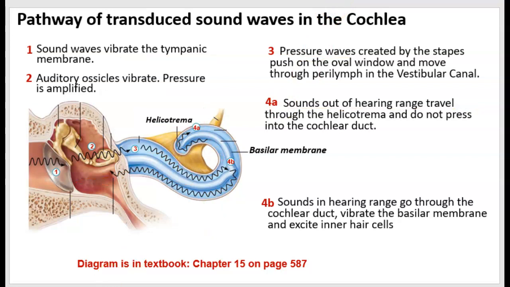But for sound waves that come in that we can perceive, what happens instead is that these sounds within hearing range travel again in the vestibular canal, but they press on the cochlear duct. That causes downward displacement of the basilar membrane. And eventually we're going to get excitation of the inner hair cells. So, I better erase this. Hang on.